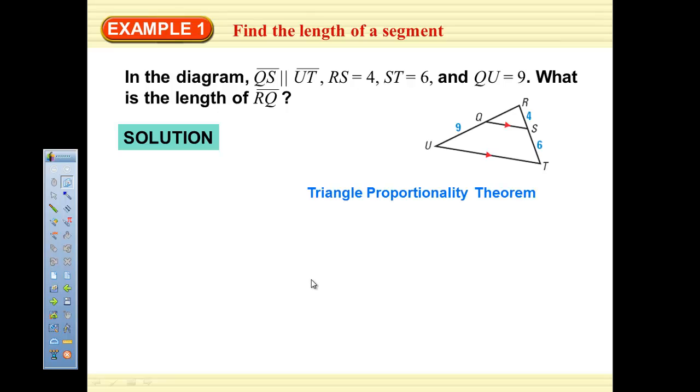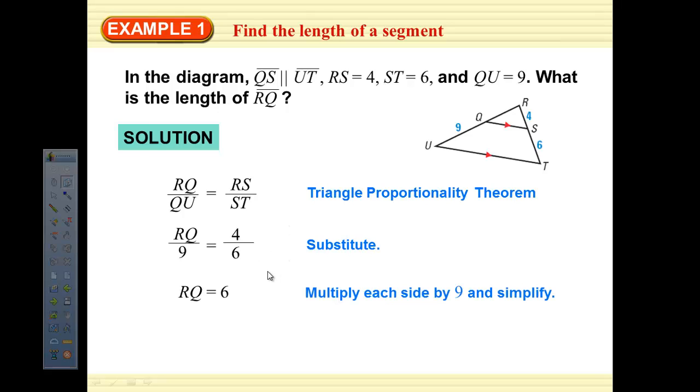And again, we know this because of the triangle proportionality theorem. We substitute in our values and we solve.